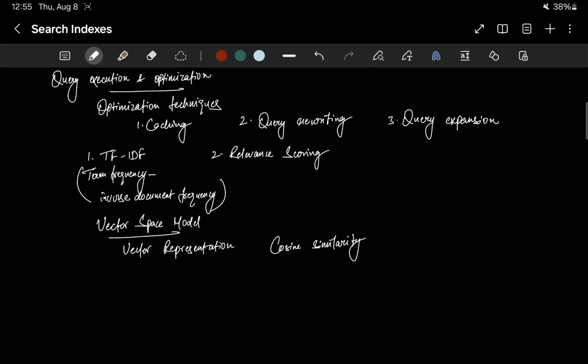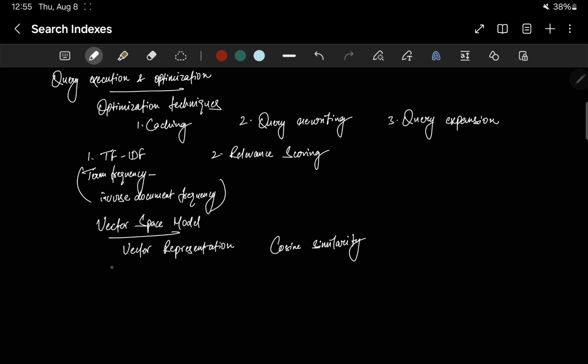Okay. So in the vector space model, there are two things: vector representation of the documents and queries, and the cosine similarity to find the angle between two vectors. So basically it's the similar thing in the vectors, right? The smaller the angle between them, the larger the value of cosine, and it means the more similar two things are. Okay.